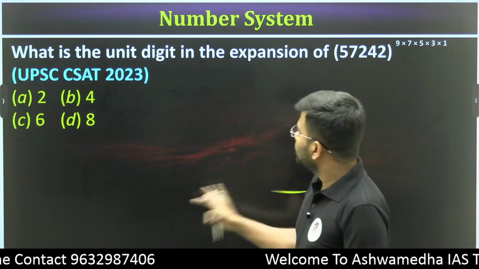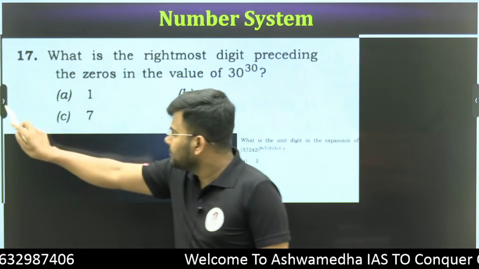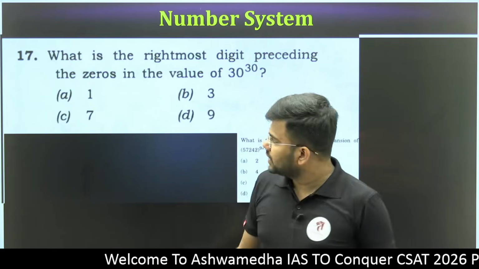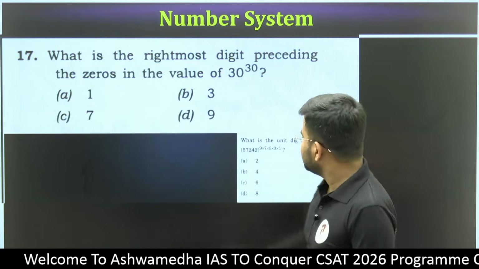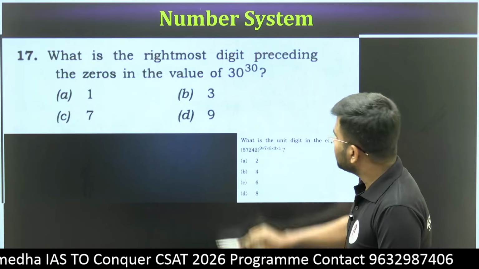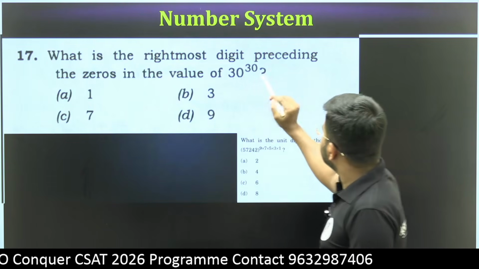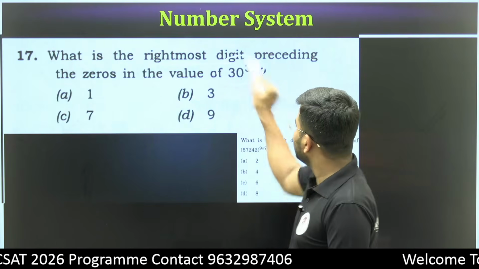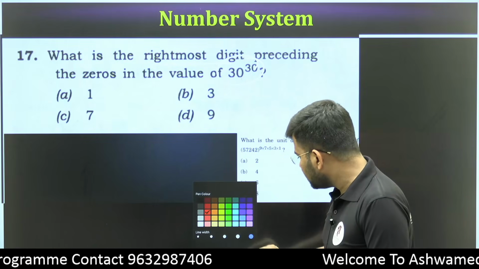If it comes as factorial or whatever it is, fine. Okay, let's see a few questions from your civil service exam itself. Multiple times they have asked. Let's see how. I think we have solved a similar question. But what is the rightmost digit preceding the zeros in the value of 30 to the power of 30?